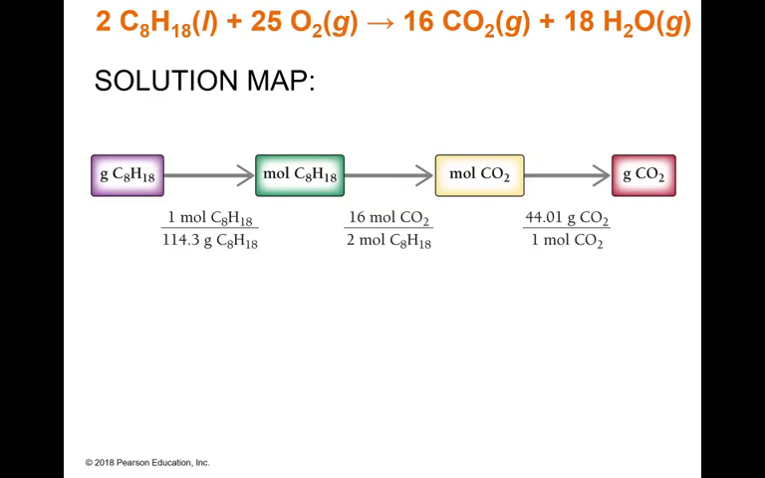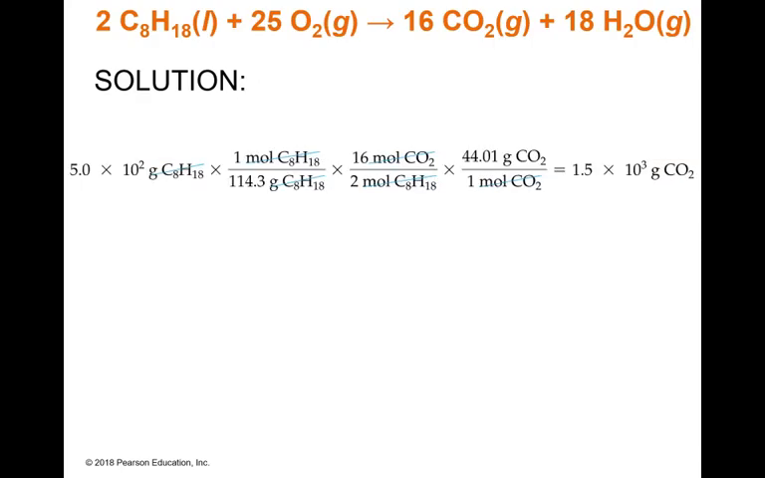Here's the solution map for that problem. We start with the mass of octane, convert to moles using the molar mass, apply the mole-to-mole ratio from the balanced equation, and finally convert the moles of CO2 into grams using the molar mass of CO2. This multi-step process is typical in stoichiometry problems, especially in nursing and clinical chemistry applications where dosages and yields must be carefully calculated.